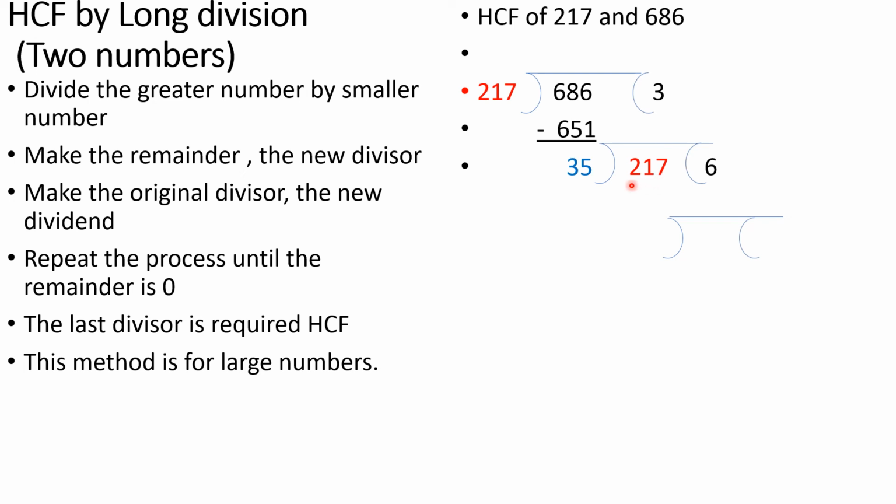our dividend. Now we will divide 217 by 35, and it is by 6. 35 times 6 is 210. We will subtract it and here our remainder will be 7. This will be our new divisor and this 35 will become our new dividend. Now 7 times 5 is 35. Now the remainder is 0, because of this divisor. It means this last divisor is our HCF. So the highest common factor of these two numbers, 217 and 686, equals 7.